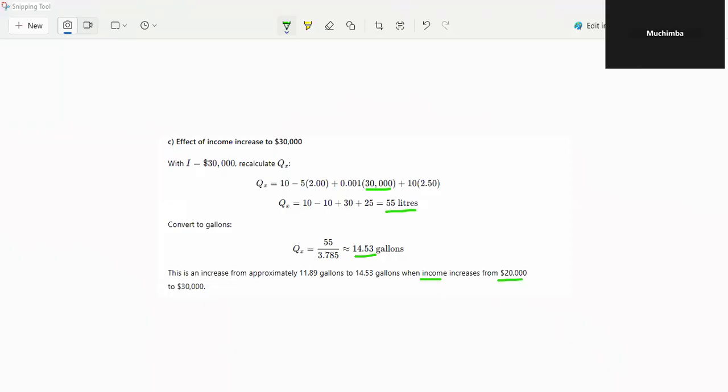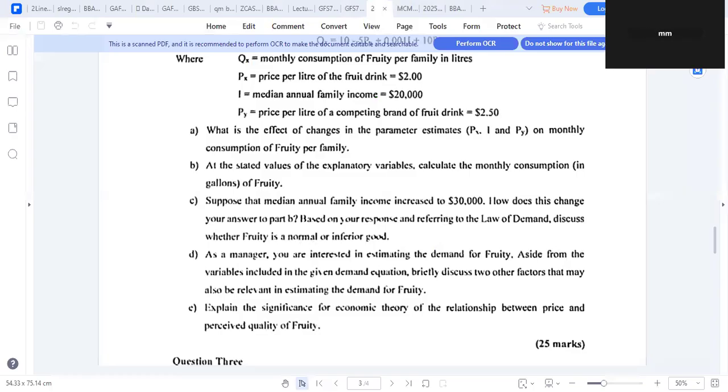Anyone? Is it an inferior or a normal good? So we can conclude that it's a normal good, yes. According to the law of demand, the relationship between the price and quantity demanded is inverse. But here we're examining the income effect. Since the increase in income will lead to an increase in demand for fruit, it confirms that this is a normal good. So for normal goods, the demand increases as income increases. For inferior goods, the opposite happens.